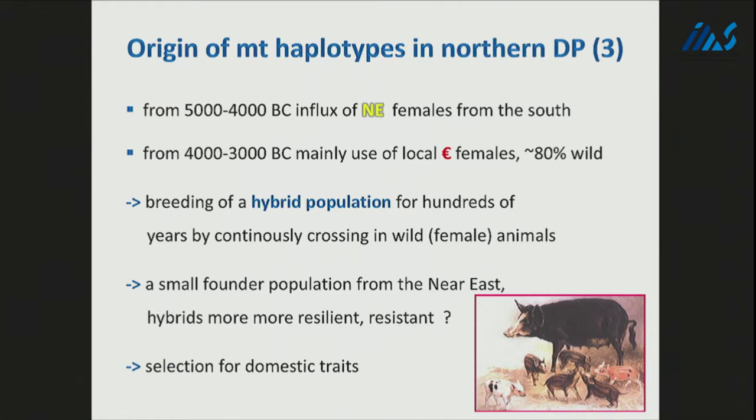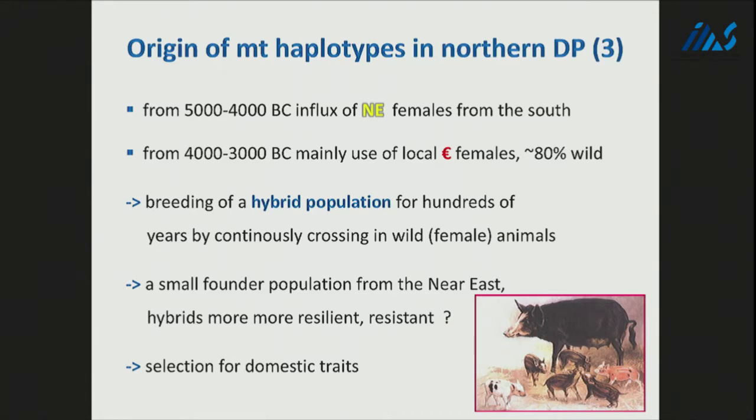Of course, we don't know if they also used male animals. This we don't know. We haven't looked at the Y chromosome distribution as yet. But what has transpired is that they had or managed a hybrid population for hundreds of years by continuously crossing in at least female animals. And the question immediately that we have, why did they do that? That's a lot of work.